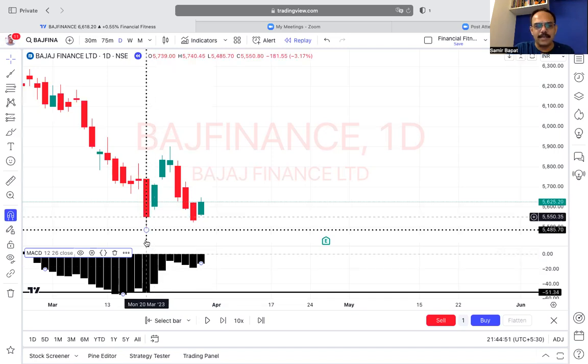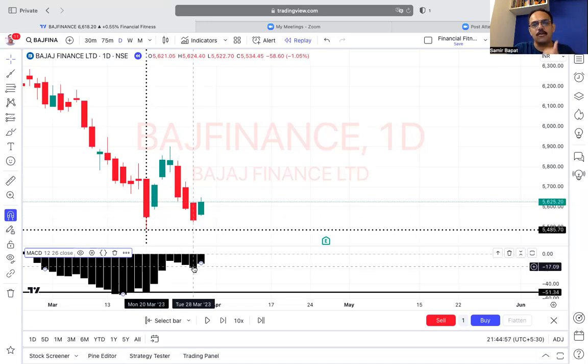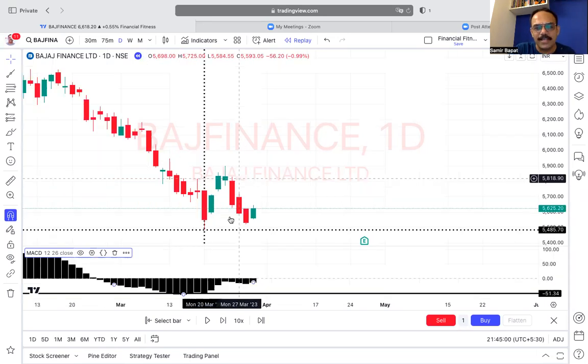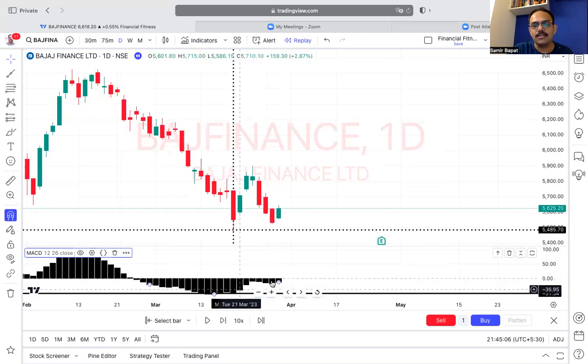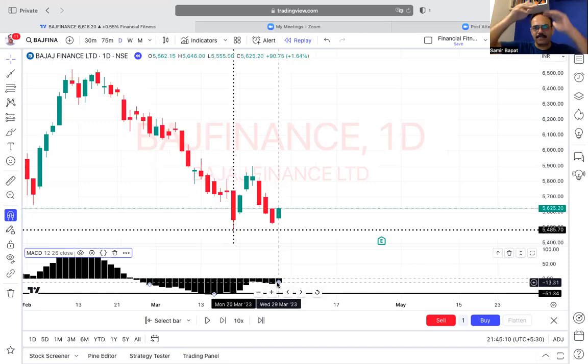This price came till here, histogram fell down a long distance, this price came down till here, the bar did not come down. So though the price has come from here to here, almost same location, the histogram is showing a bullishness. Histogram is showing the power. There is a divergence. Price is going down, histogram is going up.